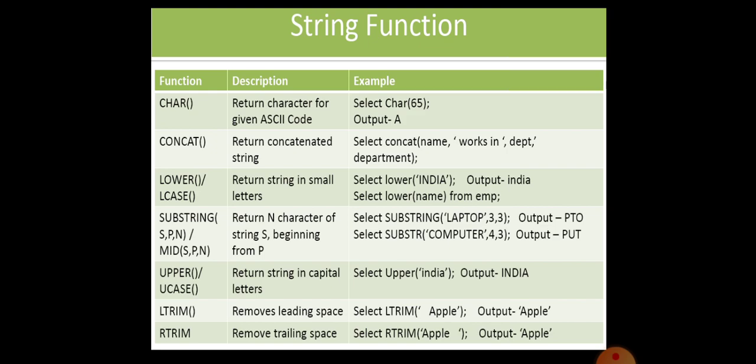For example, if you give CONCAT of name, works in, DEPT department, then it will display each employee's name and the corresponding department as a single column. Then the next functions are LOWER and UPPER. LOWER returns a string in small letters. If you give LOWER of capital INDIA, the output will be india in small letters.